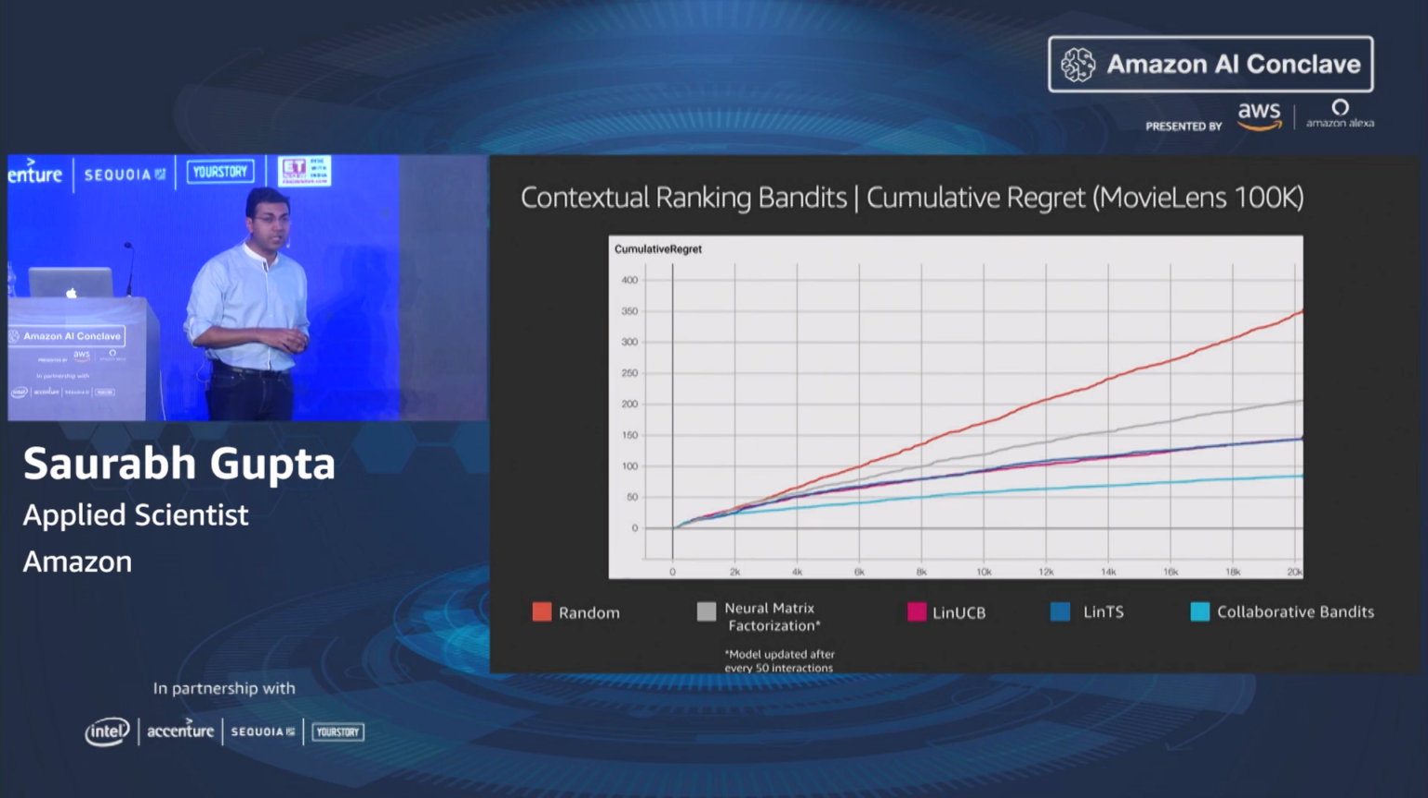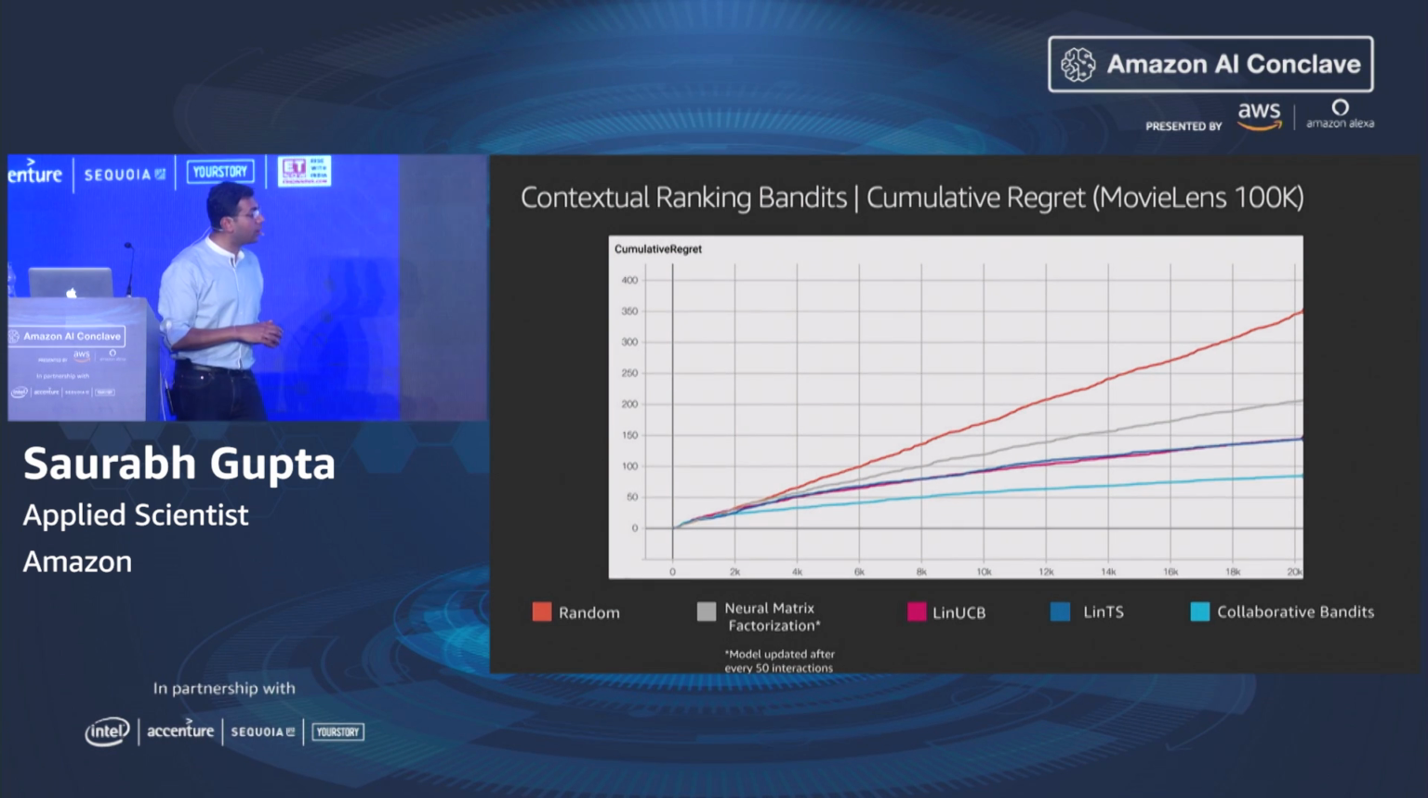I haven't talked about collaborative bandits, but just to give you a high-level idea of what they are doing, they are an implementation of online matrix factorization. They're also learning user and item latent features over time. But what they have built in is exploration. So they maintain some uncertainty estimates around these latent features, and they explore in a way similar to Lin UCB.